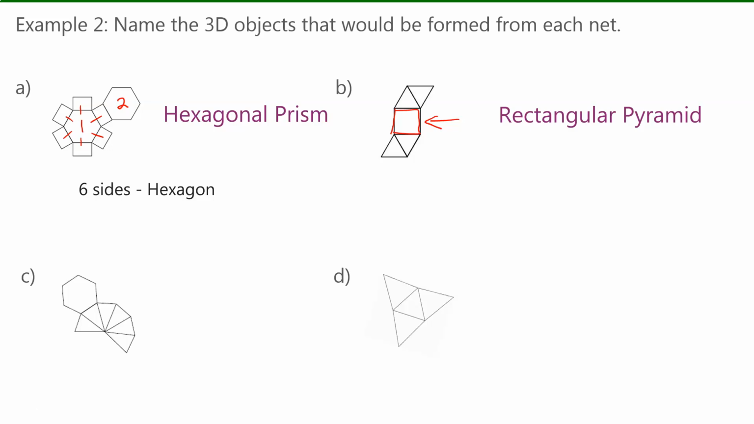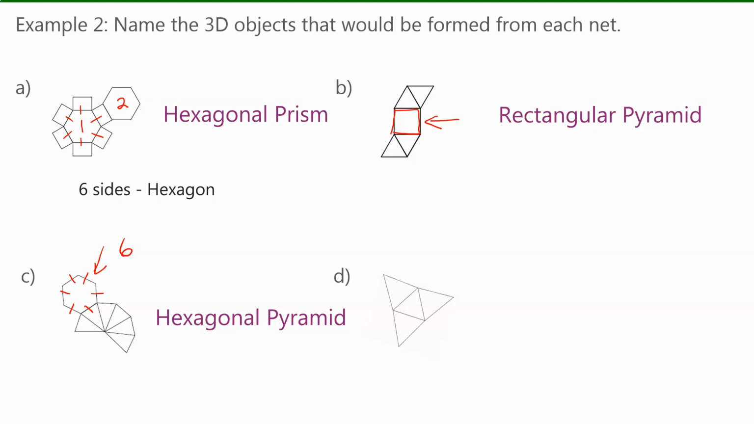Looking at example C, I can see one distinct base. This has 1, 2, 3, 4, 5, 6. So again, 6 sides, which means it's a hexagon. The remaining sides are triangles. And again, because the remaining sides are triangles, it's a pyramid. So this would be a hexagonal pyramid.